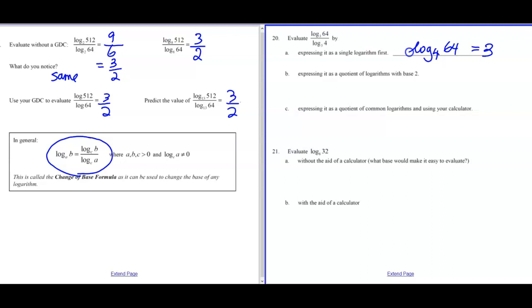Now let's express it as a quotient of logs with base 2. So I could do this as log of 64 base 2 over log of 4 base 2. And again, I can check that one. 2 to the 6 is 64. 2 squared is 4. So the answer equals 3.